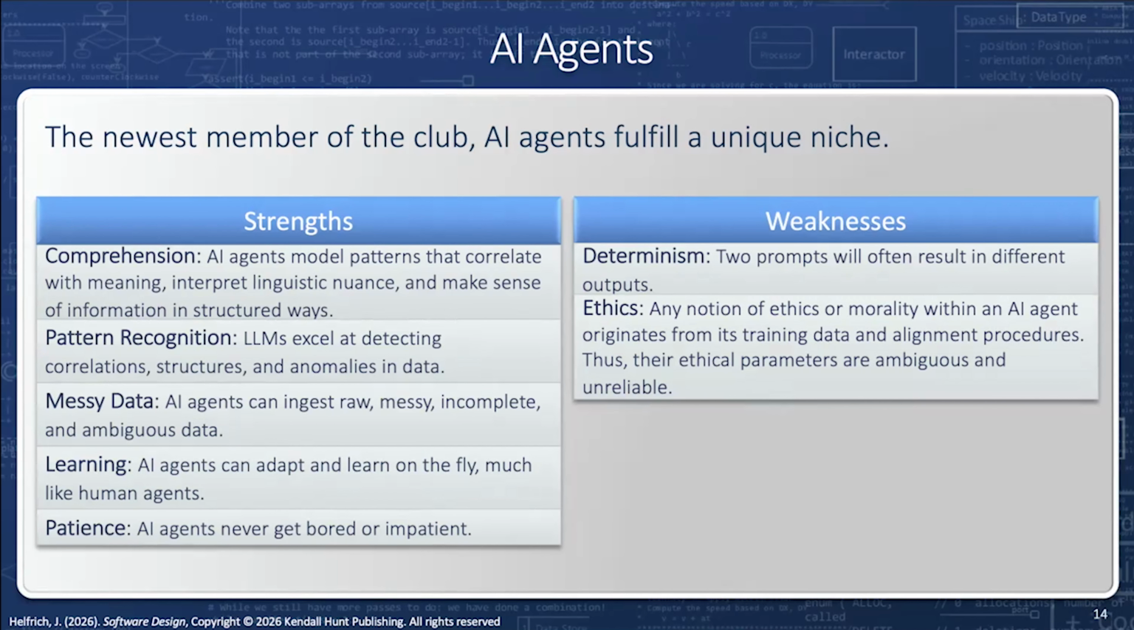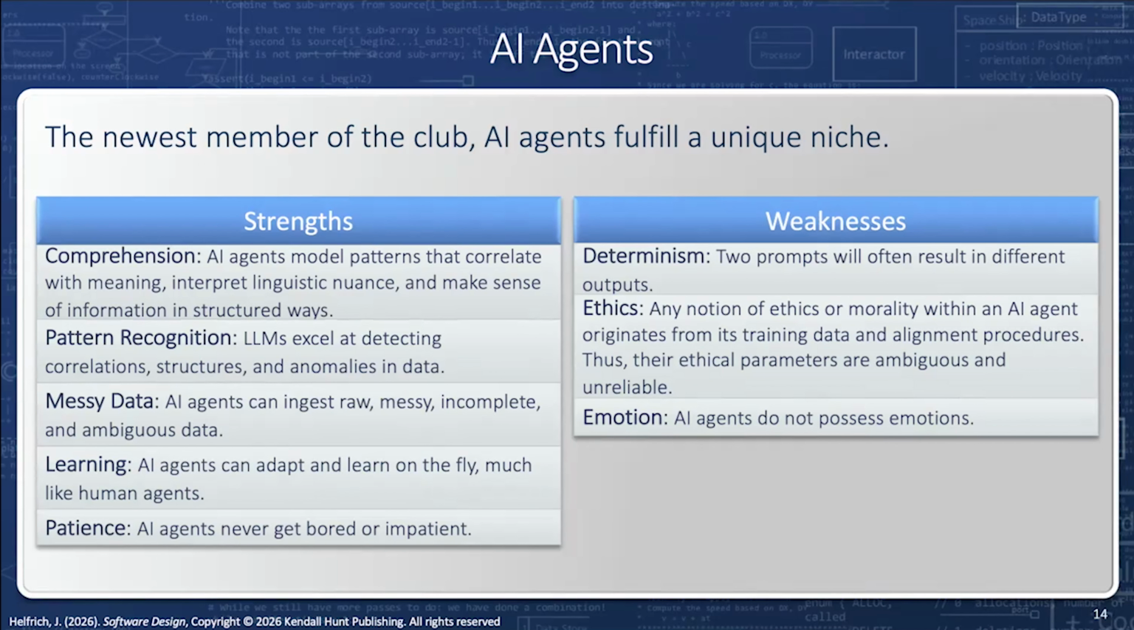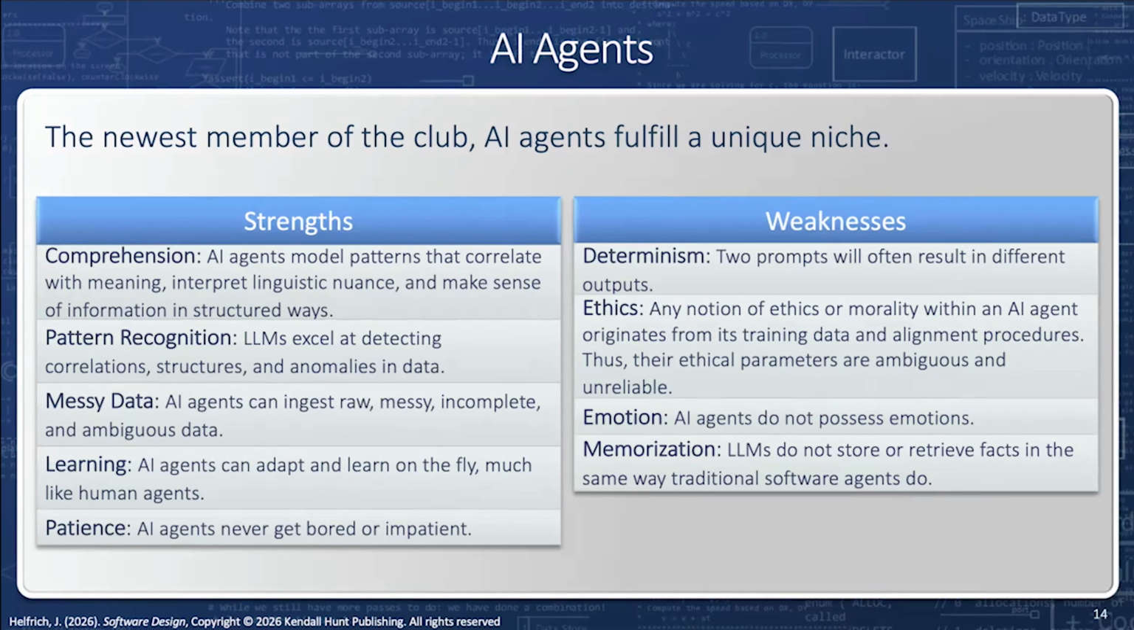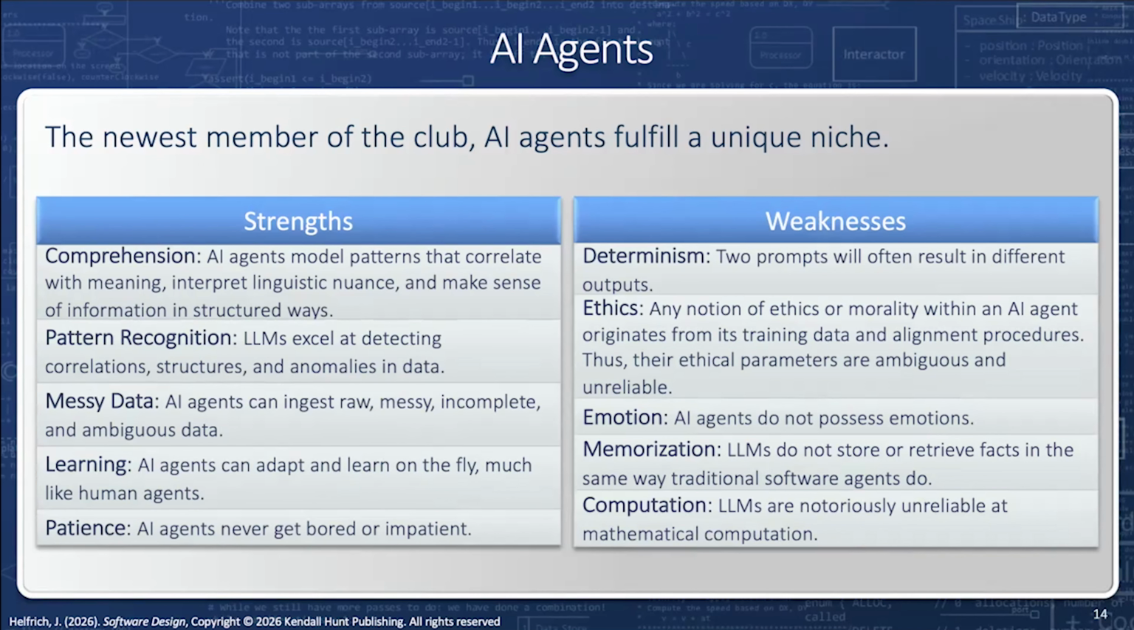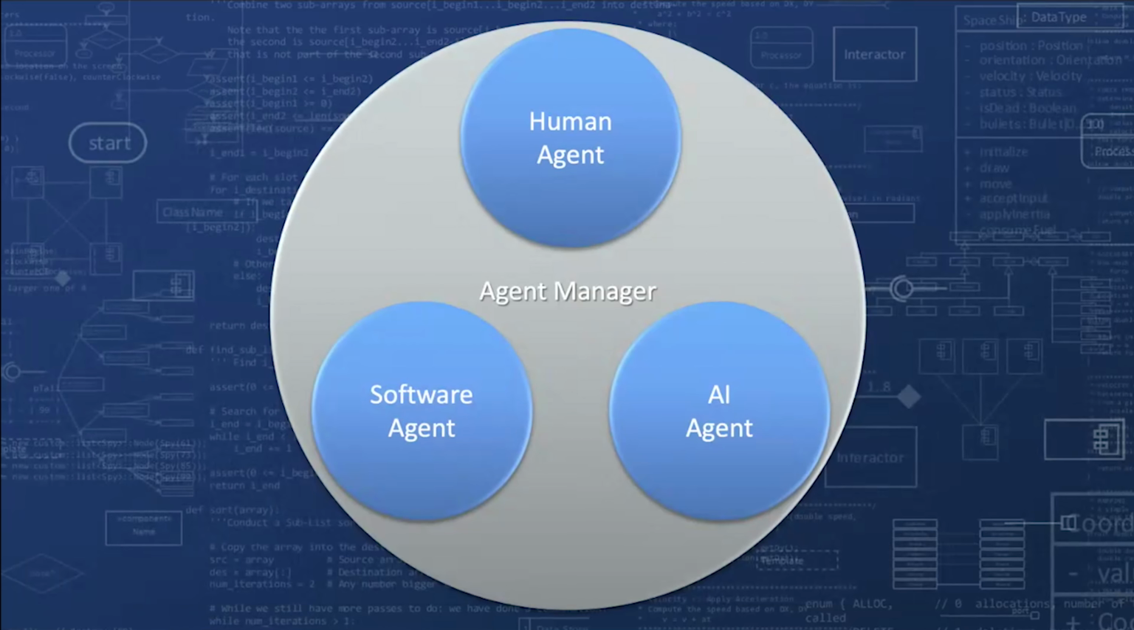Furthermore, when a problem requires nuance, or a decision in the face of ambiguity or conflicting moral considerations, AI agents can behave unpredictably. AI agents can recognize and interpret emotional cues, but they do not process emotions themselves. Thus, situations requiring genuine human empathy and trust are better left to humans. LLMs do not store or retrieve facts the same way traditional software agents do. In other words, their level of memorization is comparable to a human, which, let's be honest, is not that great. And finally, LLMs are notoriously unreliable at mathematical computations. Most modern AI agents circumvent this limitation by delegating computational tasks to external tools, such as software agents.